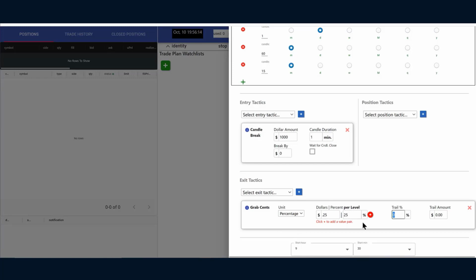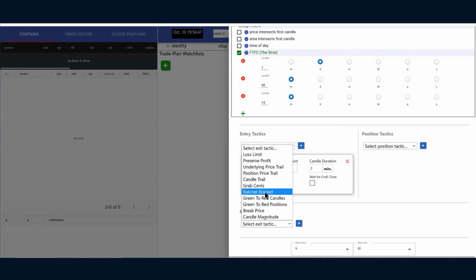If you are familiar with OCO or one cancels other orders, ratchet brackets are a dynamic form of OCO.